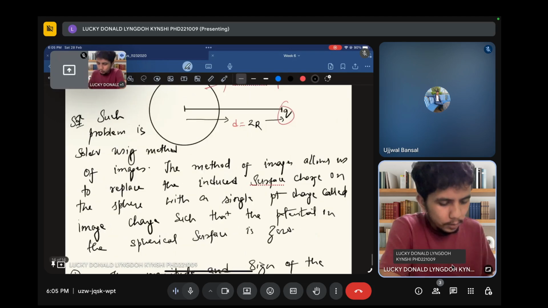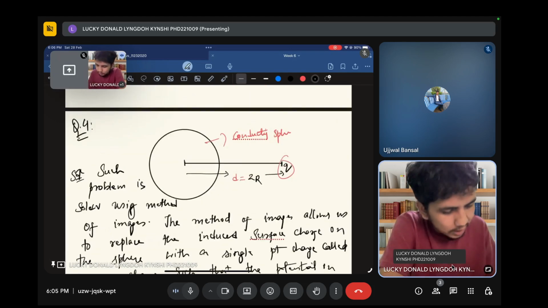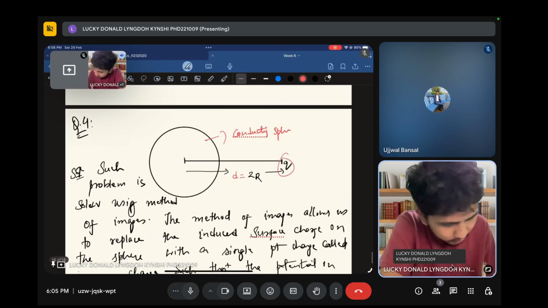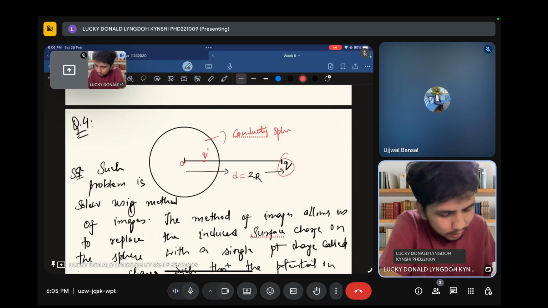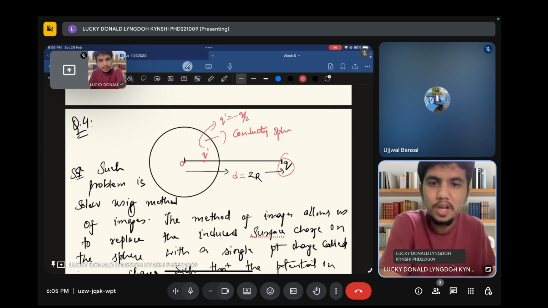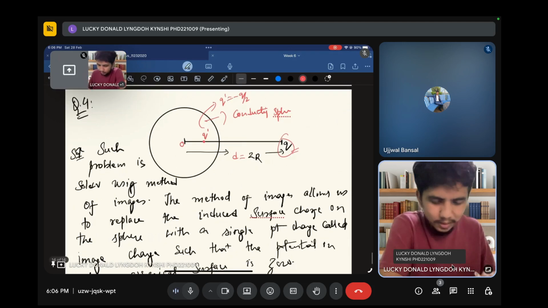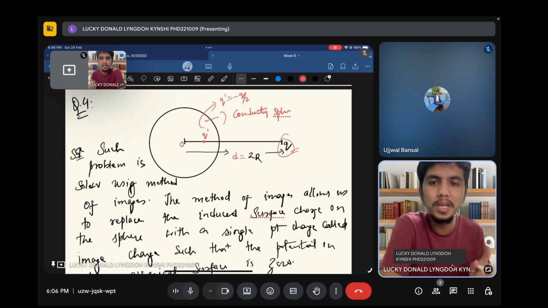If I want to draw it, let's say this is my origin and this is my q prime. Instead of representing the induced charges, you can replace them simply by q prime, which is minus q by 2. It is a negative charge, and the magnitude is half of your plus q charge. That is the first question: what is the magnitude and the sign? The sign is negative, and the magnitude is half of the original charge, which is q by 2.